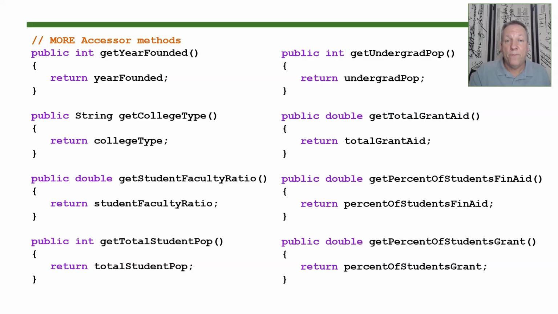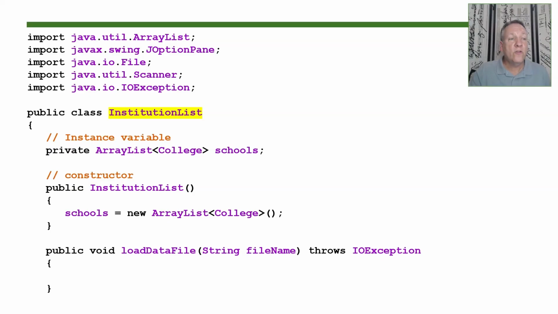So here's our program that we're going to use to implement our ArrayList algorithms. It's called InstitutionList, so I have public class InstitutionList. The first thing I do in here is create an ArrayList of College objects called schools. Of course, I have a constructor. The purpose of our constructor is to initialize our instance variables. So I say schools equals new ArrayList of College.